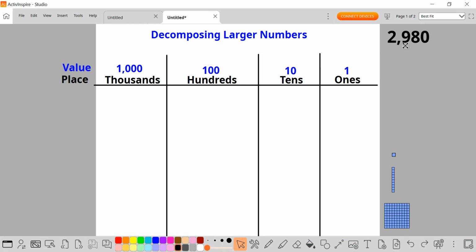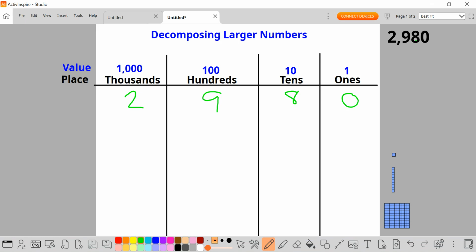So if we're looking at the number 2,980, that number has 0 ones, and we're going to pretty much write it. We're not going to use all of the base 10 blocks right now, but you can use the base 10 blocks if you want to. So right now we have 0 ones. We have 8 tens, 9 hundreds, and 2 thousands. So that is one way that we can decompose a number. We're going to keep it in its parts that way.